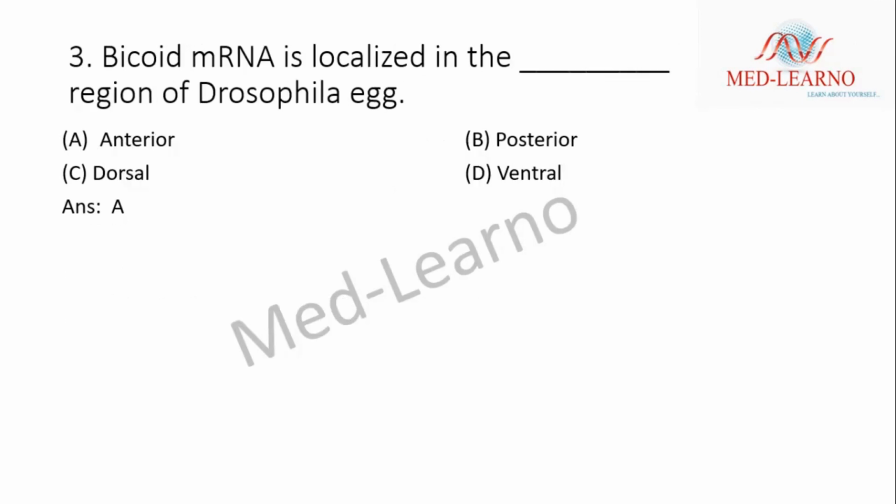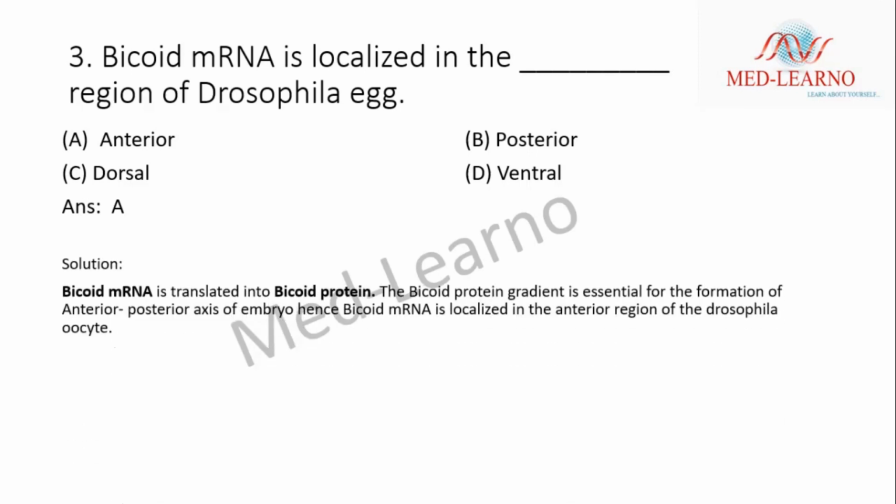Bicoid mRNA is localized in the dash region of the Drosophila egg. Options are anterior, posterior, dorsal, ventral. Answer is option A, the anterior region. Here, the bicoid mRNA is translated into the bicoid protein. The bicoid protein gradient is essential for the formation of the anterior-posterior axis of the Drosophila embryo. Hence, bicoid mRNA is localized in the anterior region of the Drosophila oocyte.